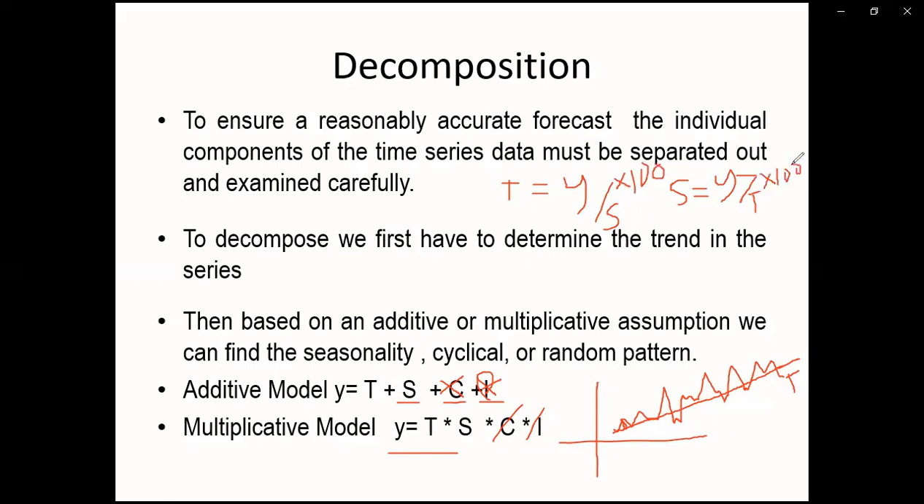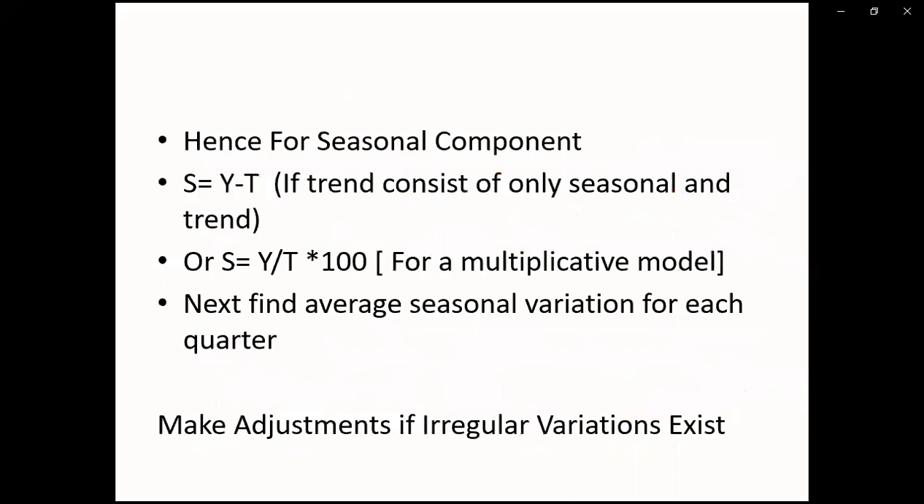Now, moving on, today we'll be doing a lot of calculations, so you should have your calculators at your end. Good. So that is basically what I've explained. For seasonal components, S is equal to Y minus T, if we are assuming an additive model. And for the multiplicative model, seasonality is Y divided by T, okay? Good.